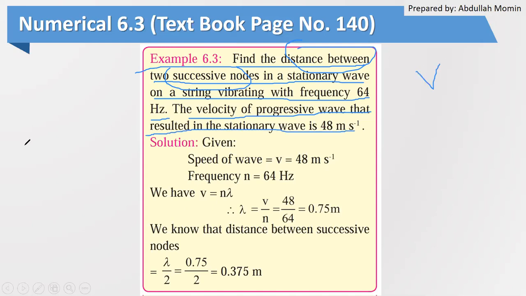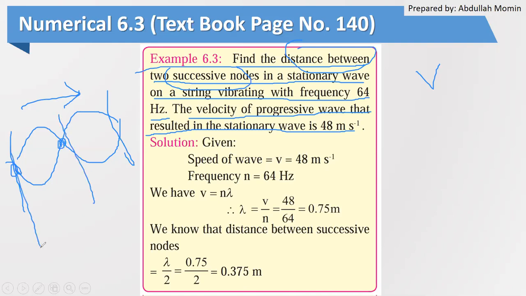This means, how is a stationary wave formed? One wave is going in the right direction, and another wave comes back reflected in the left direction. So we will get the stationary wave, and this point is your node, this point is your node. We are supposed to find out the distance between these two nodes, and the distance between two successive nodes is lambda by 2.